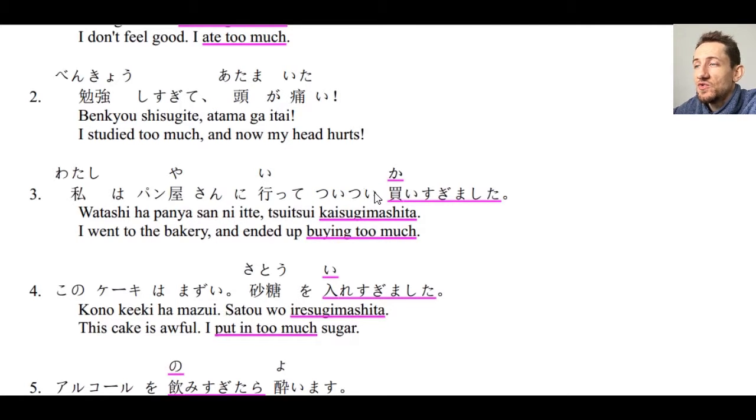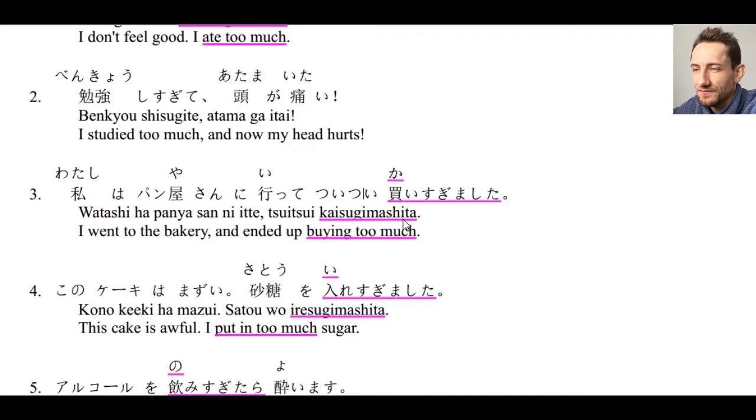ついつい means you do something, but that wasn't your intention. So I went to the bakery maybe to just buy one cookie or one donut, but everything looked so good, I bought too much. ついつい買いすぎました. It wasn't my plan, but I just bought too much. Not really by accident, but that wasn't my original intention. ついつい買いすぎました.